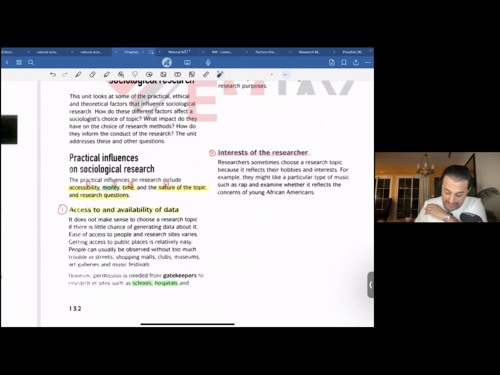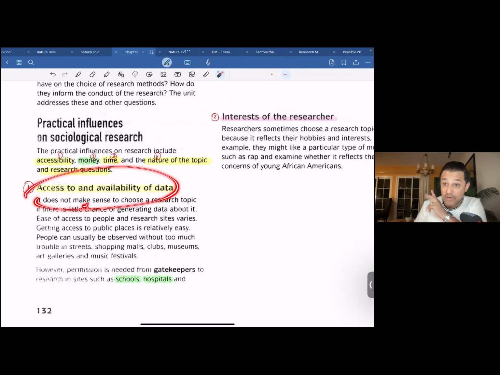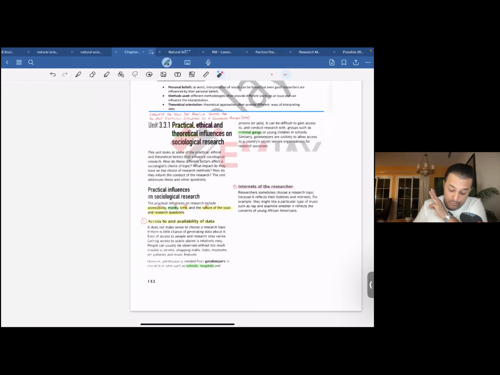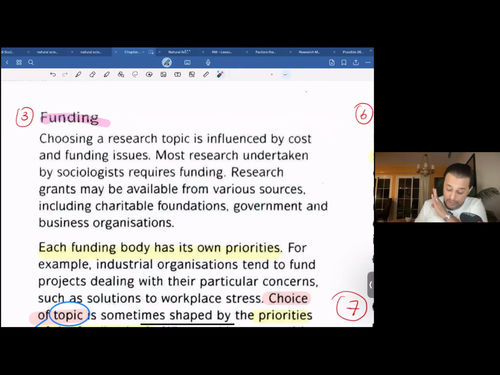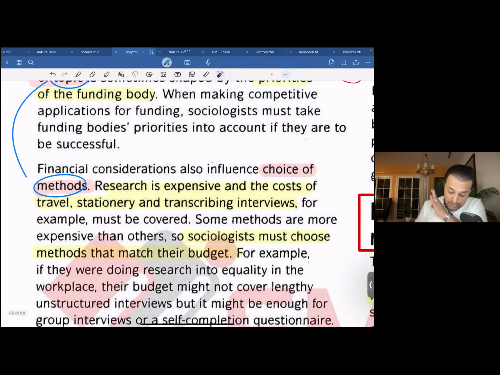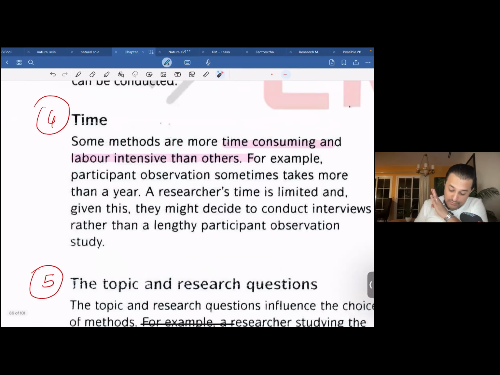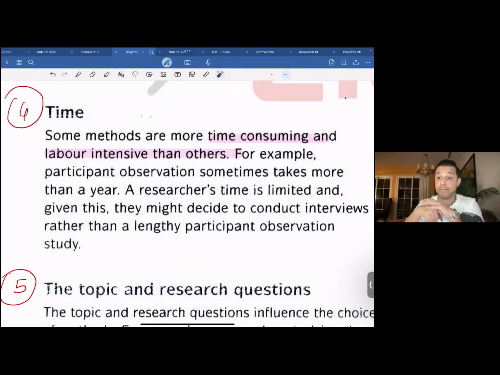So we spoke about three different factors, my dear. Initially, we spoke about access to and availability of data, right? Number two, we spoke about interest of the researcher. Number three, we spoke about funding over here. After funding, the fourth factor that we'd be taking into account is time. A researcher needs to have ample amount of time if a researcher is short on time. Now, again, I'd like to refer to the study that was conducted by Venkatesh, right?